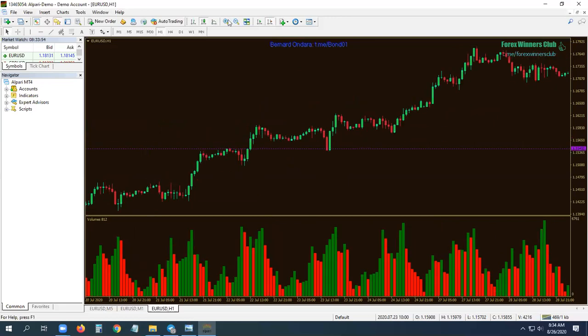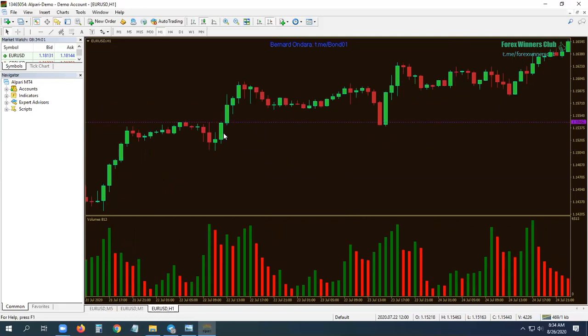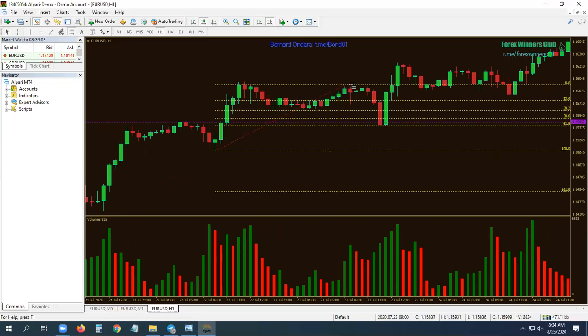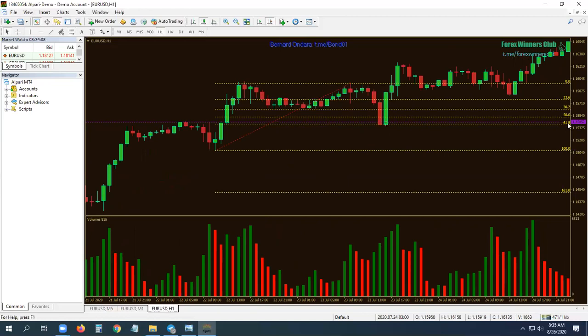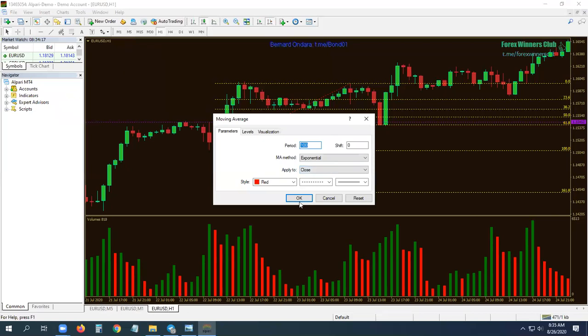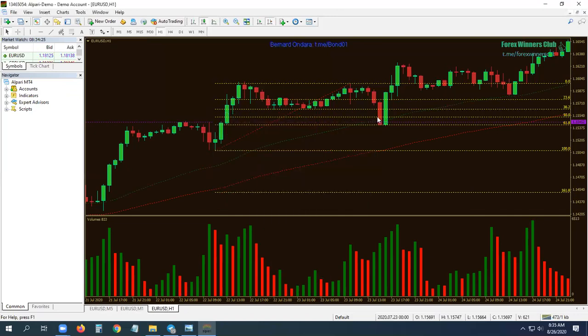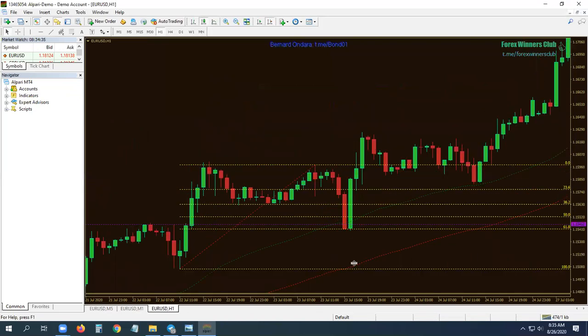Then, if I pull out my Fibonacci, and push it from here, what do we get from this level to that high? My bullish engulfing is forming at level 61. Very important. Let me add my moving average 100. I add my moving average 50. Our bullish engulfing is forming at 50 EMA. Now something interesting is happening here. Let me show you what it is.